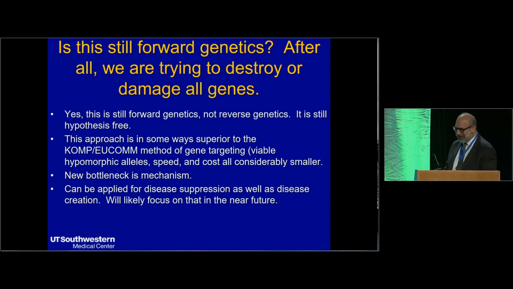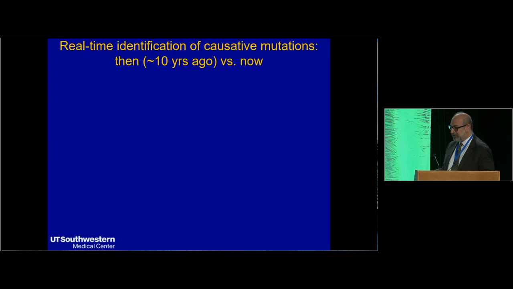I'm often asked, is this not reverse genetics that you're doing now? And the answer is no, it's really still forward genetics. It's hypothesis-free. I'd say in some ways it's superior to the approach of targeting genes individually one after another, because certainly it's very easy to just introduce a spray of mutations into the genome of mice, into the germline, with a chemical mutagen. The new bottleneck, of course, is establishing mechanism, and I would say, looking at the whole platform, we will be using it more in the future for disease suppression rather than for creating disease.